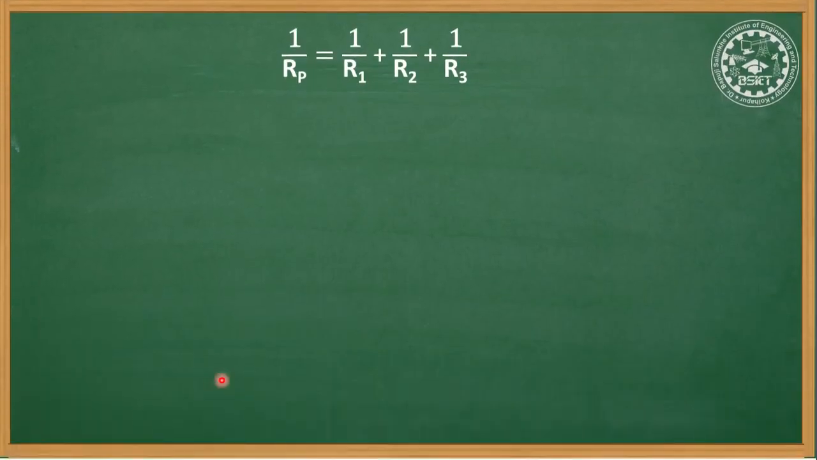Now let us define the law of equivalent resistance in a parallel combination. This is the reciprocal of Rp. This is the reciprocal of R1. 1 upon a non-zero term is called a reciprocal. 1 upon Rp means reciprocal of Rp. 1 upon R1 means reciprocal of R1. 1 upon R2 means reciprocal of R2.